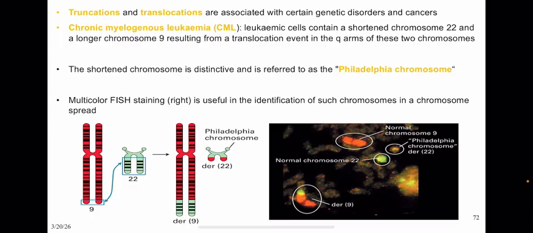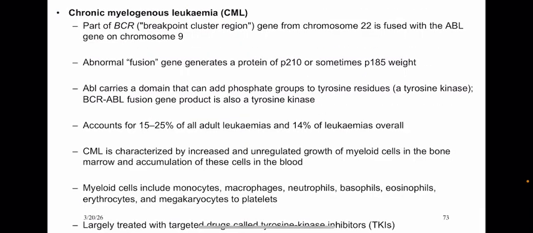So in this case, patients suffering from chronic myeloid or myelogenous leukemia have a shortened chromosome 22 and an extended chromosome 9, resulting from a translocation event in the long arms, that's the lower arms of these chromosomes. So it's like chromosome 22 will be broken and added onto chromosome 9, right? The shortened chromosome, which is the 22, is distinctive and called the Philadelphia chromosome. So we can use multicolor FISH for identifying this type of chromosome. If a particular region of the chromosome is made up of different parts of different chromosomes, it will show more than one color. So if you are seeing more than one color on the same chromosome, that means there's something going on, right? I think this is the last page.